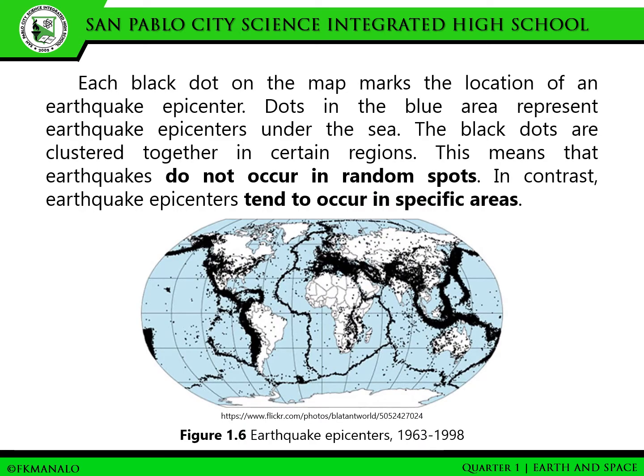Now, let us try to plot the earthquake epicenters on the world map during past occurrences or events. Each black dot on the map marks the location of an earthquake epicenter. Dots in the blue area represent earthquake epicenters under the sea, whereas dots in the white area represent earthquake epicenters on land. Similar to volcanoes, this means that earthquakes also occur on land and on water. As observed, the black dots are clustered together in certain regions. This means that earthquakes do not occur in random spots. In contrast, earthquake epicenters tend to occur in specific areas.